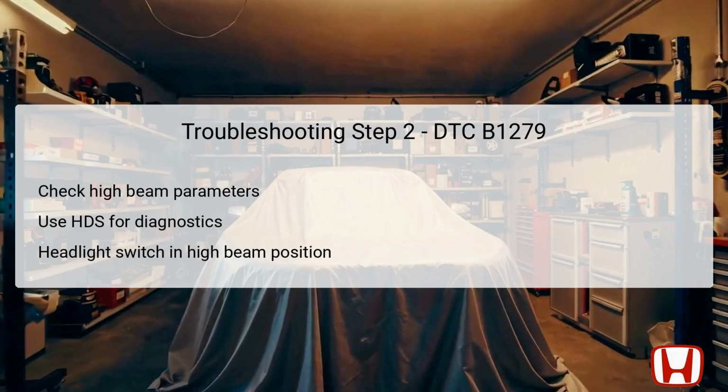The second step of troubleshooting for DTC B1279 involves checking the high beam parameters while using the HDS. In this step, ensure that the headlight dimmer switch is set to the high beam position. Checking the high beam parameters will give insight into whether the high beam and passing function indicators are operating correctly.